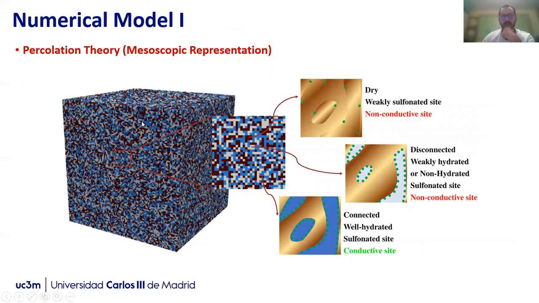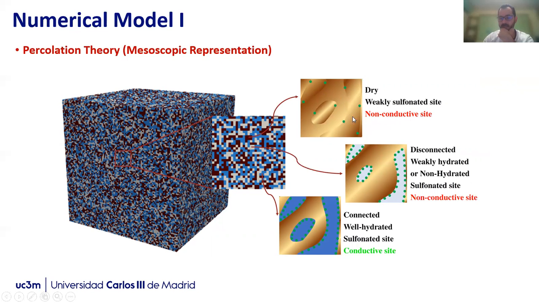Okay, so how can we model that? We will use percolation theory. We will consider a mesoscopic representation of our membrane. In this representation of the membrane, we have three types of sites. We have this site, which is dry, a weakly sulfonated site. So this kind of site is going to be a non-conductive site. There is no water there.